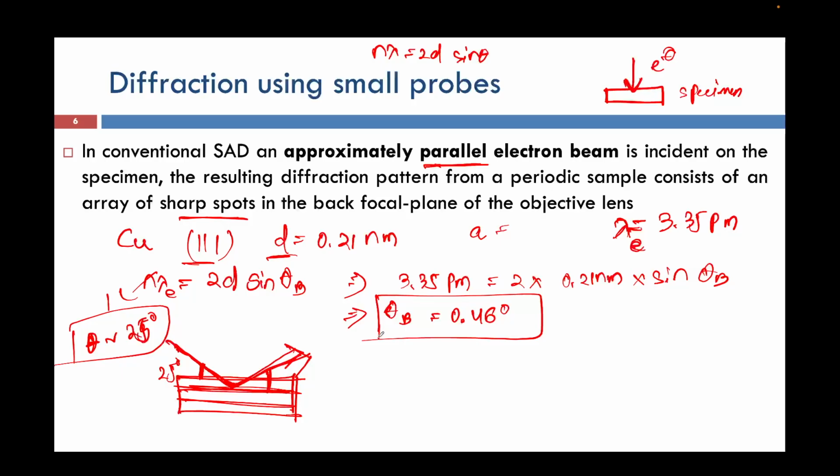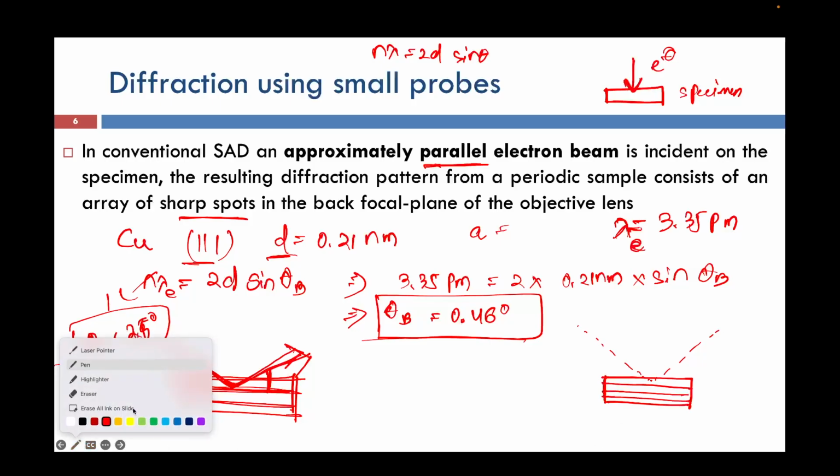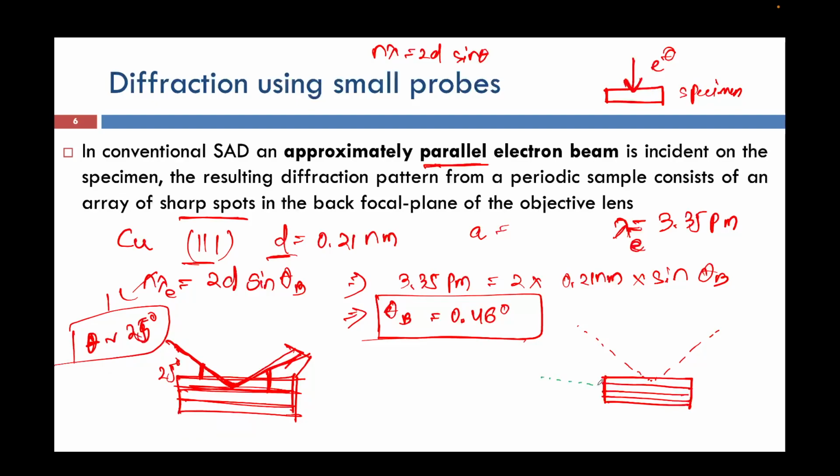Now that I have got my Bragg angle as 0.46 degree, can you imagine where I will be? If I put my sample like this and these are my planes, I will no longer say that my beam is coming like this and going like this. Rather, my beam will be coming at an angle of 0.46 degree, which is less than 1 degree. So this is my incident beam, theta b is this much, and this is my reflected beam.